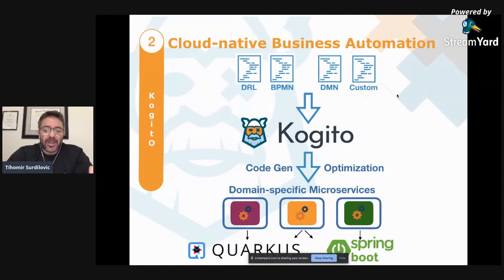These microservices that we generate can run both on Quarkus and on Spring Boot. So you have that option. It's independent and will be generated for you to actually run on those two platforms.